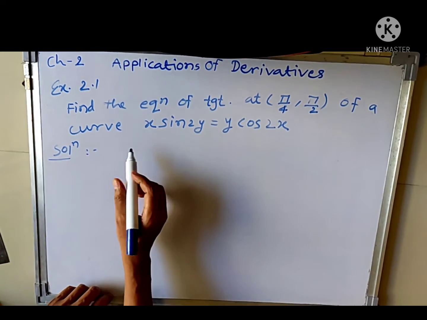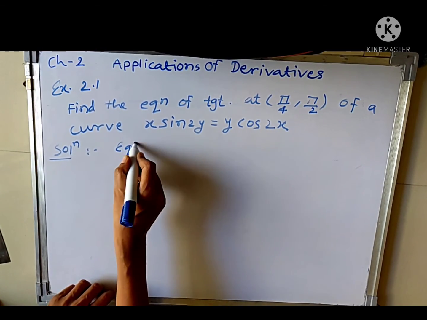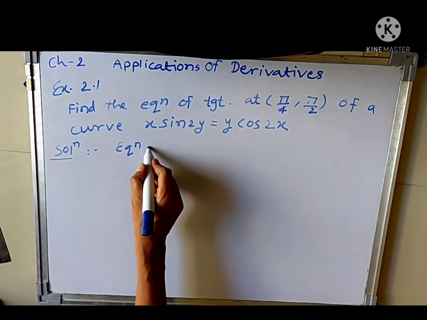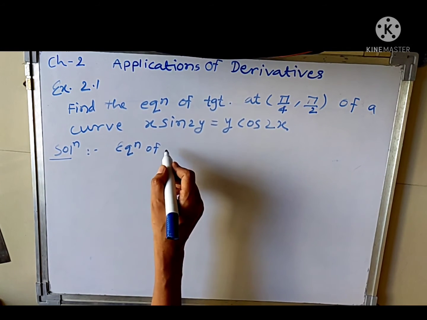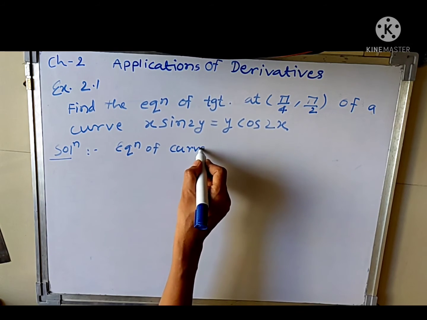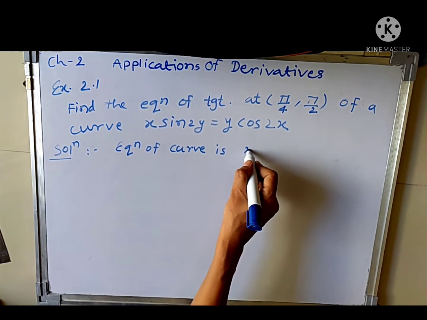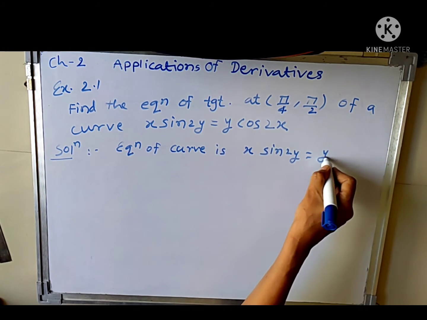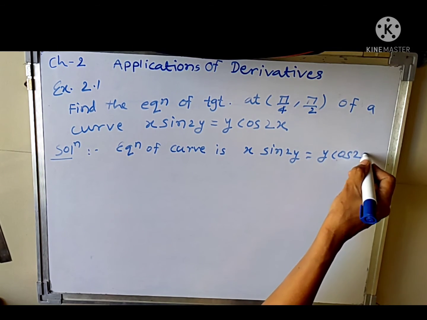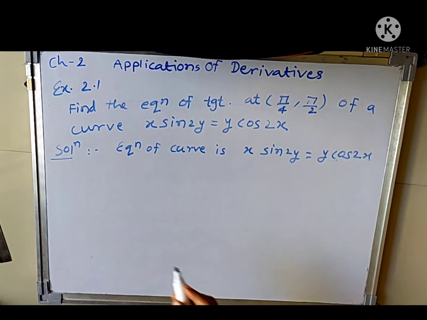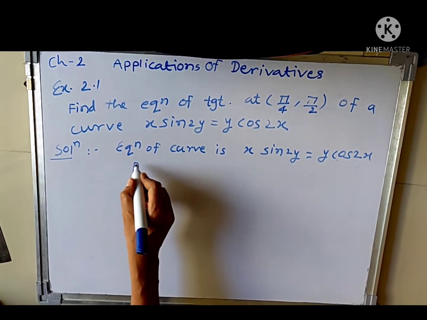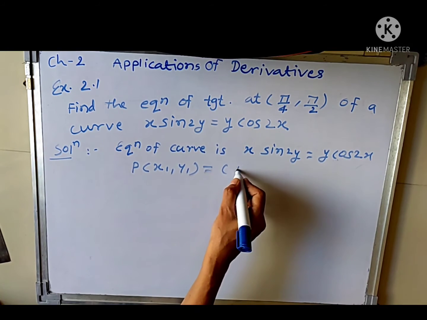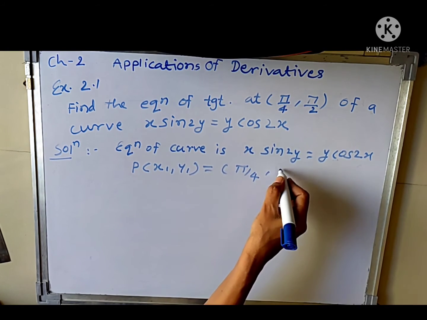Here, the equation of the curve is what is given, first you have to write it down. Equation of curve is x sin 2y = y cos 2x. The point is given as P(x1, y1) = (pi/4, pi/2).